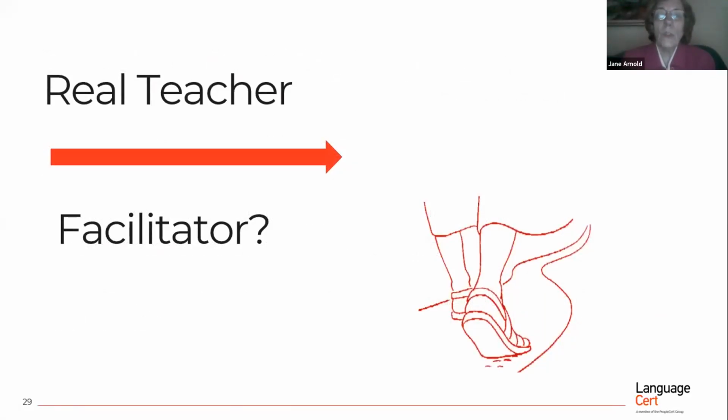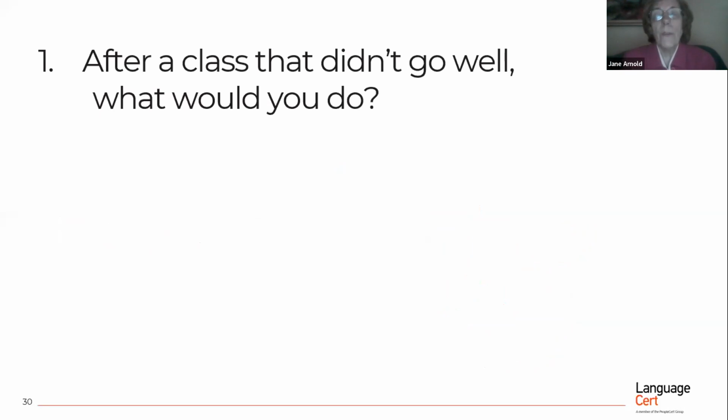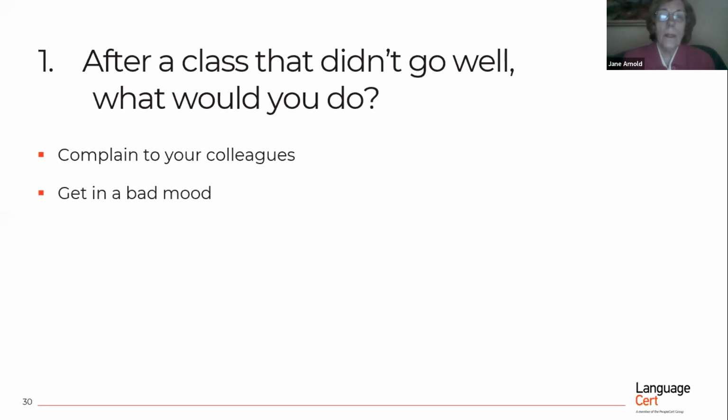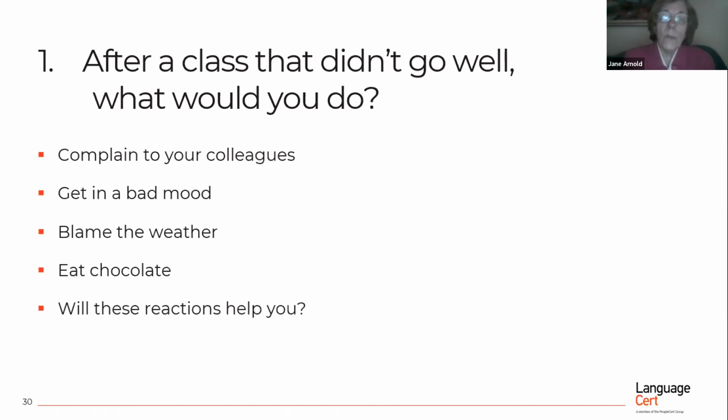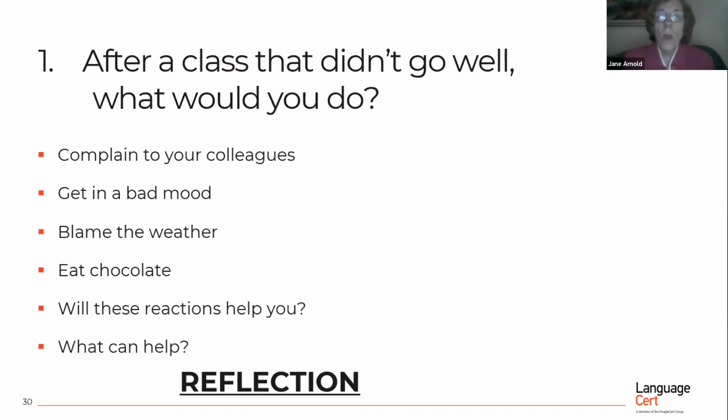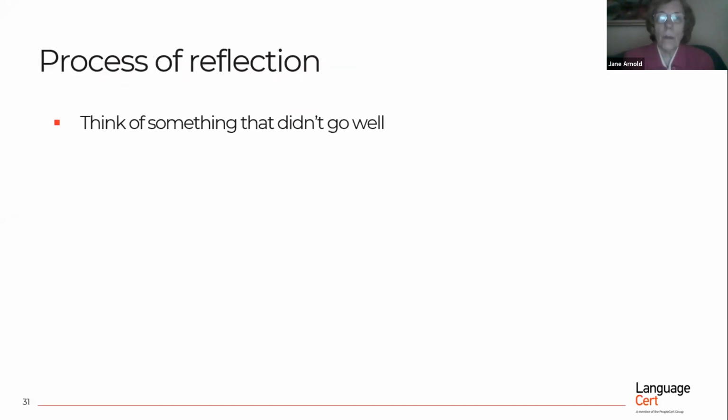Now, how do we get to be a real teacher or facilitator? There are many steps, but we're just going to look at 3 of these today. The first one, after a class that didn't go well, what would you do? Complain to your colleagues, get in a bad mood, blame the weather, eat chocolate? Will these reactions help you? No. What can help? Our first suggestion, reflection.